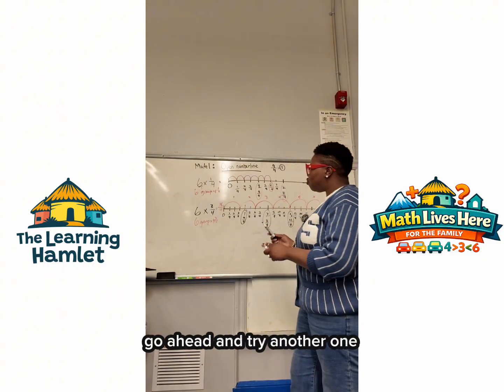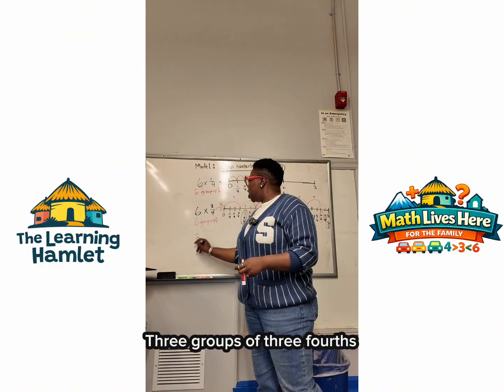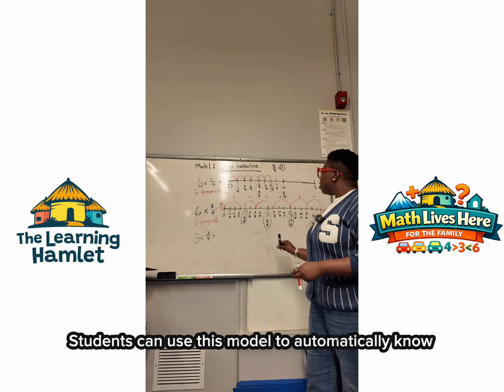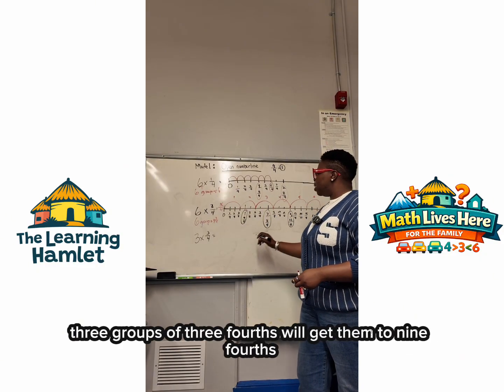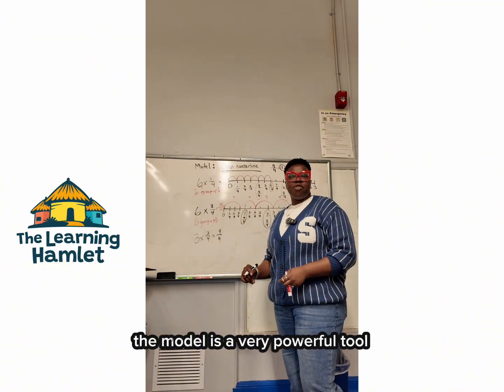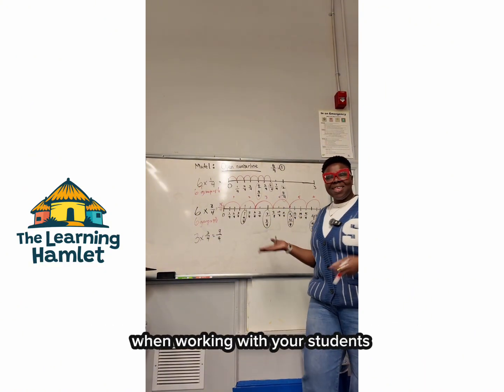So again, go ahead and try another one. What if we had 3 groups of 3/4? Students could use this model to automatically know 3 groups of 3/4 will get them to 9/4. So again, the model is a very powerful tool for students. Be sure to make sure you're using open number lines when working with your students.